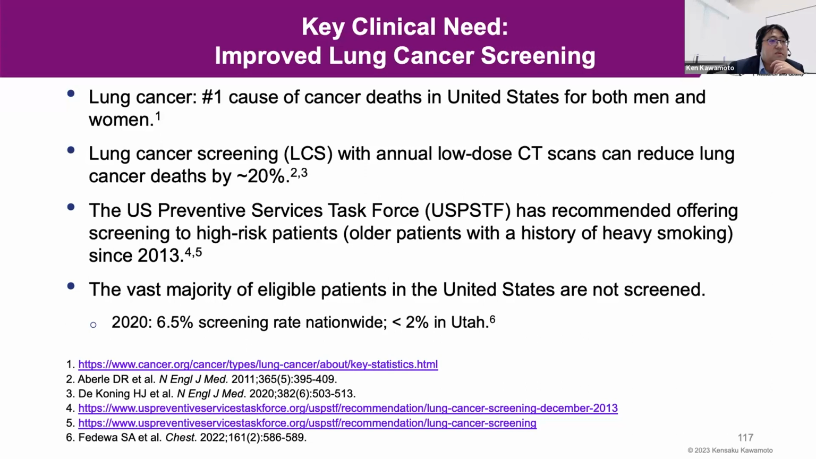And the US Preventive Services Task Force has recommended offering screening to high-risk patients. That's older patients with a history of heavy smoking, for 10 years now, so quite a long time. At the same time, the vast majority of eligible patients in the US are not screened. In 2020, this was estimated at about 6.5% of eligible patients screened nationwide, so less than 1 in 10. And at that point in Utah, it was less than 2%, or less than 1 in 50.